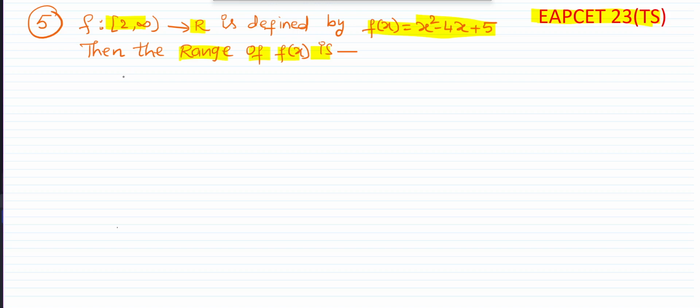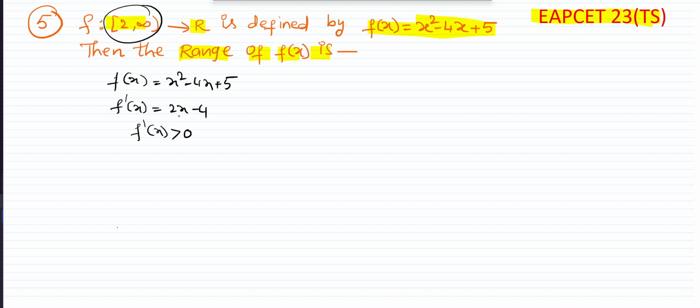So here the given function is f of x is equal to x square minus 4x plus 5. Take differentiation on both sides, that is f dash x is equal to 2x minus 4. This f dash x value is greater than 0 in the domain 2 to infinity. Substituting 2, that is 2 into 2, 4 minus 4, greater than 0 always. So f of x is an increasing function.